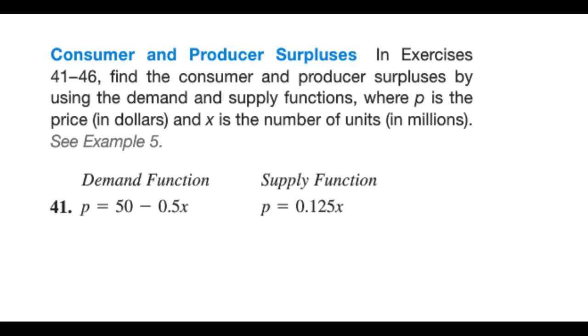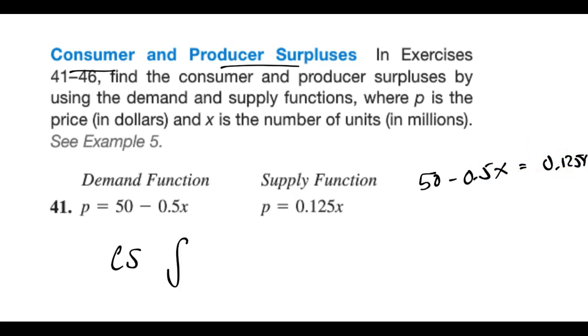The last one, number 41 on the handout, is also a consumer and producer problem. You would have to set this up using the consumer, and I would encourage you to set the two functions equal to each other again and find out where you're integrating. Practice this, because this will definitely be on the test. You're going to find the point of intersection to be 80, and again, for the demand, you're going to do the demand function, 50 minus 0.5x, minus the price.